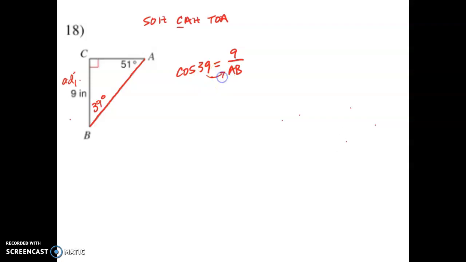Effectively, we would multiply by AB and then divide by cosine of 39, but then these two really just switch. So kind of skipping a step here, but that's perfectly fine with me if you do that. We end up with AB equals 9 over cosine of 39. Plug that into your calculator.